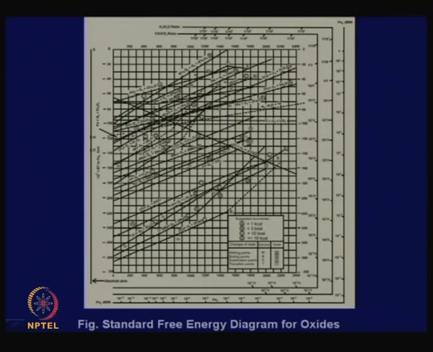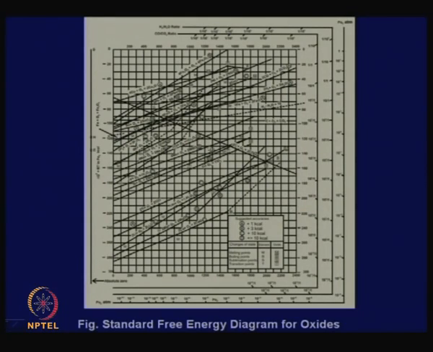Now, these lines intersect. The line for formation of CO cuts these lines, and the line for carbon going to carbon dioxide also cuts these lines. Consider an intersection of this line and that line. This oxide is becoming increasingly unstable with temperature, and CO is becoming increasingly stable with temperature. Beyond this intersection, CO is comparatively more stable than the oxide. Therefore, carbon can reduce this oxide to form CO and liberate that metal.